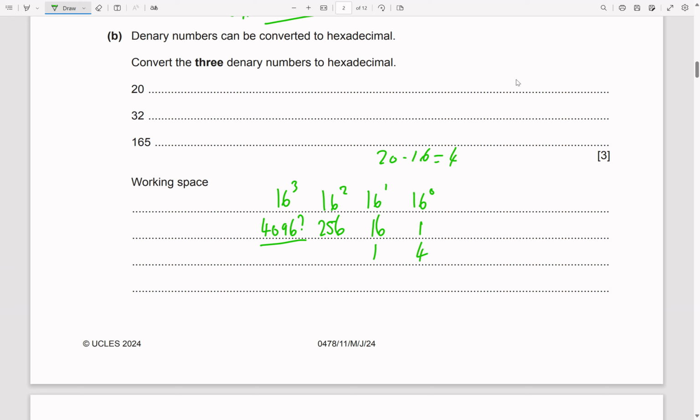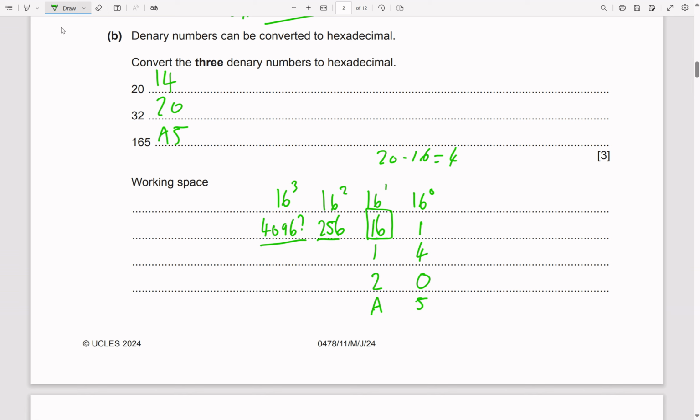The next one, again, 1 is not big enough, we need to go to this 16's position. Hopefully we can see 32 is just going to be 2 16s, and then 0 remaining. And then 165, well, 16 is okay, but 256 is too big, so we only have to use this 16's position. We're going to have 10 16s, and 10 16s is going to be A, and then we're going to have 5 remaining, so just A5.